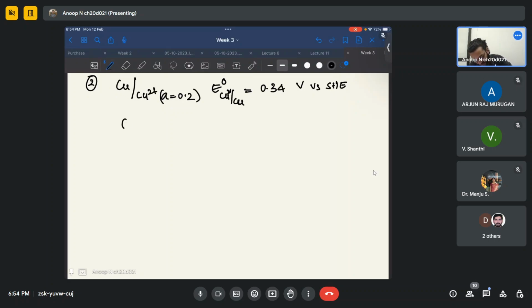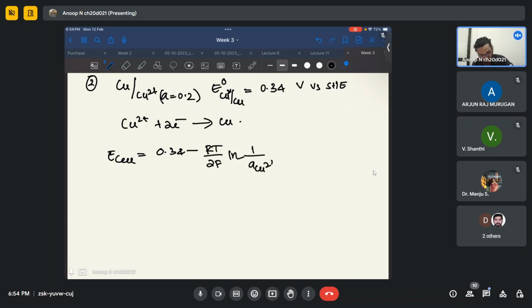The reaction will be Cu2+ plus 2 electrons giving Cu. How can I write the Nernst equation? E cell is equal to 0.34 minus RT by 2F ln of 1 by activity of Cu2+, which equals 0.34 minus 0.0591 divided by 2 log of 1 by 0.2, which will be 5.